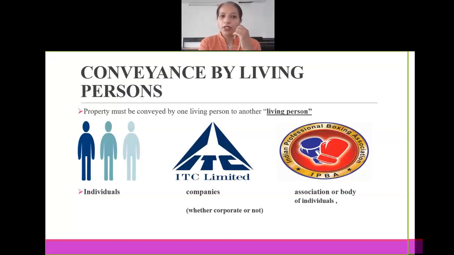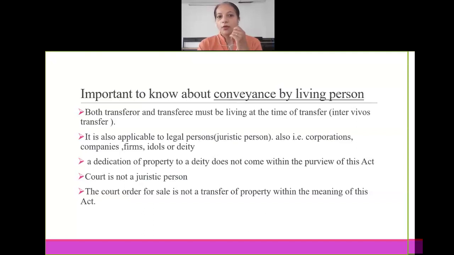Now, we have said that the property must be conveyed by one living person to another living person. We have already gone through what we mean by the term living person. It includes individuals, it includes companies, whether incorporated or not. And the third one is an association or a body of individuals to whom the property may be transferred. Now, students, it is important to know about conveyance by a living person.